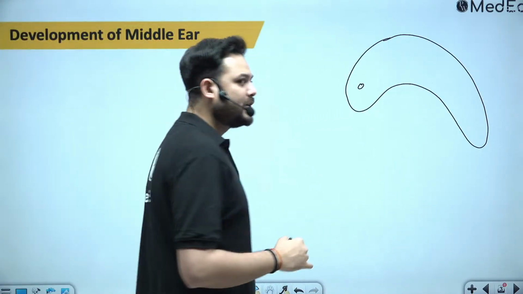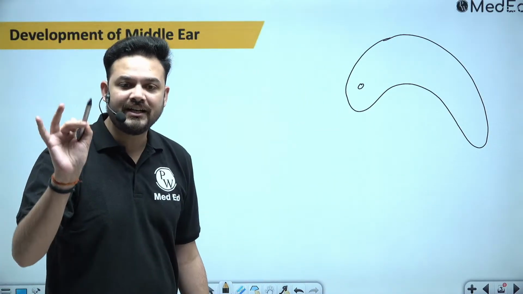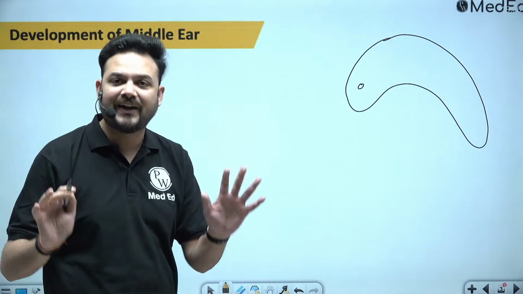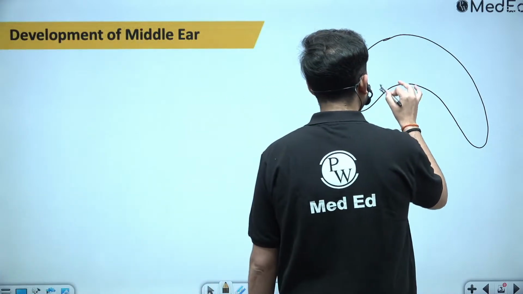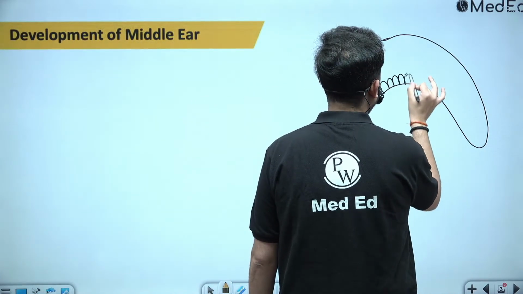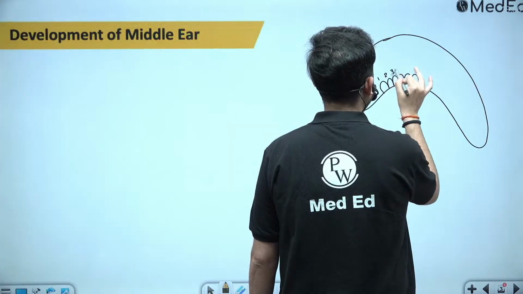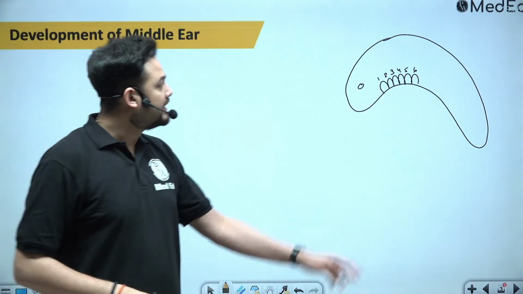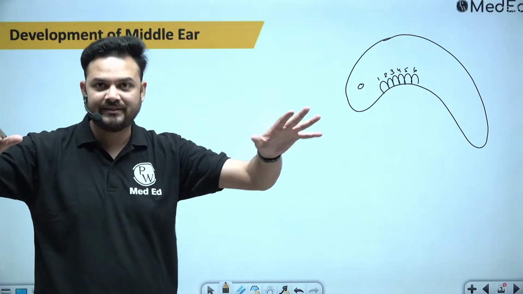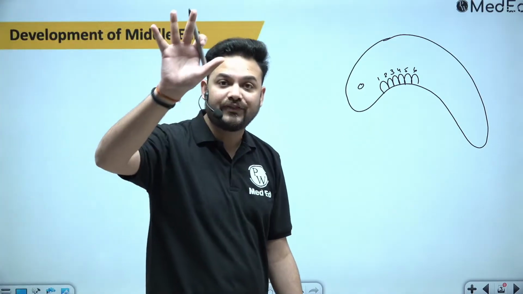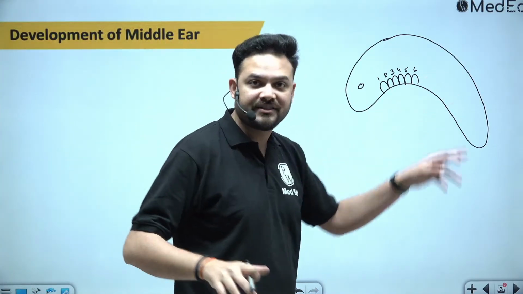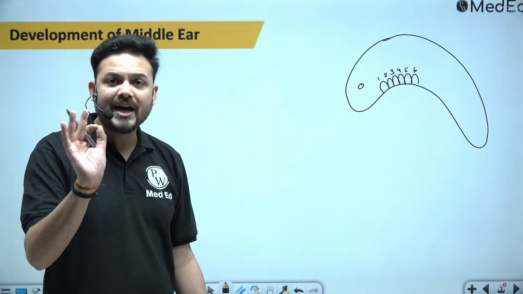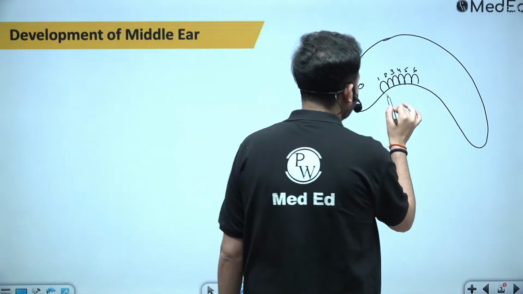Okay. And I told you that there are 6 pharyngeal arches. Total there are 6 pharyngeal arches, let's say 1, 2, 3, 4, 5 and 6. Now, in these 6 pharyngeal arches, the fifth pharyngeal arch disappears. That means we are only left with 5 arches: 1, 2, 3, 4 and 6. We are concerned only with the first and the second arch as of now.